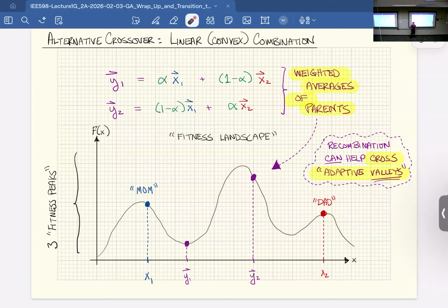We can say something about the offspring: x1, parent 1, will be closer to the offspring than it is to parent 2. Parent 2 will be closer to the offspring than it is to parent 1. Those are statements we could make about this, but alpha is not meant to be a distance, it's meant to be kind of a coordinate.